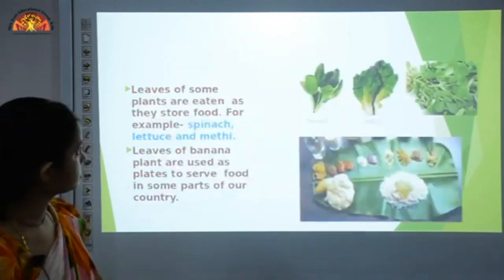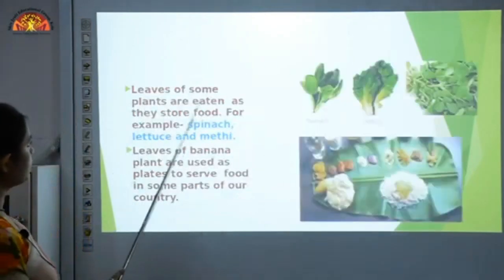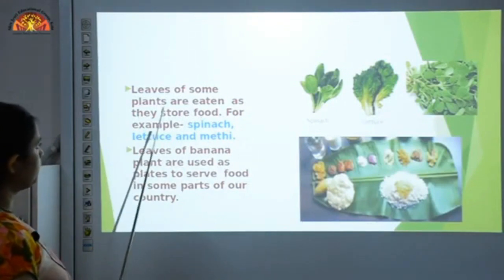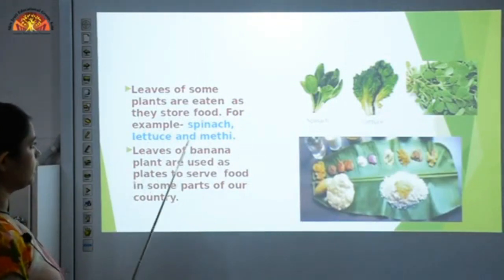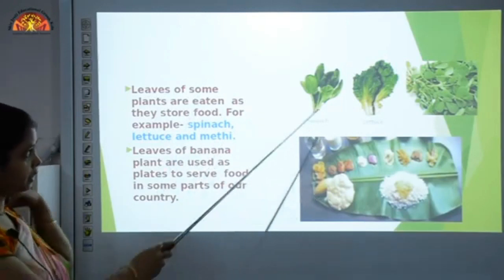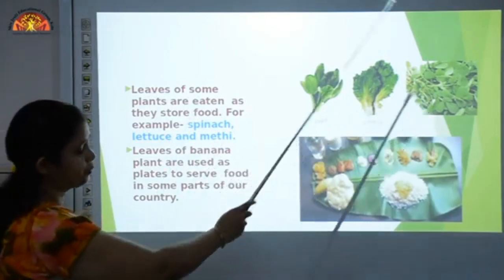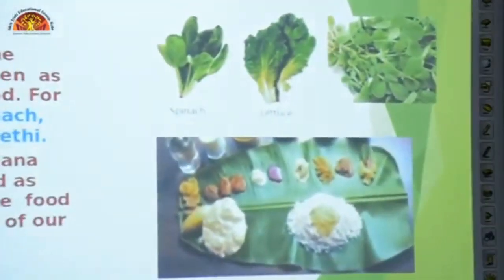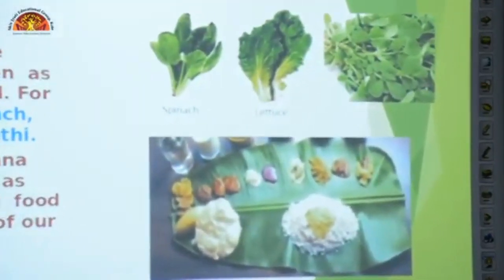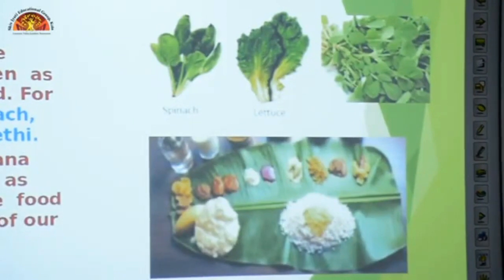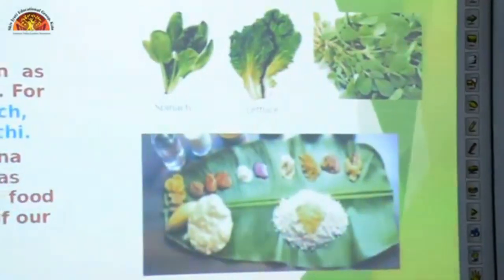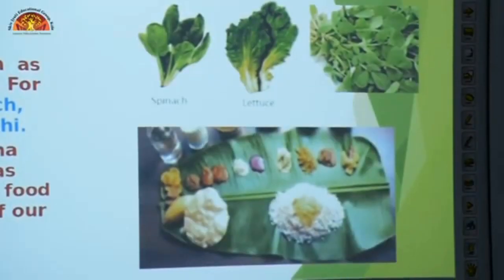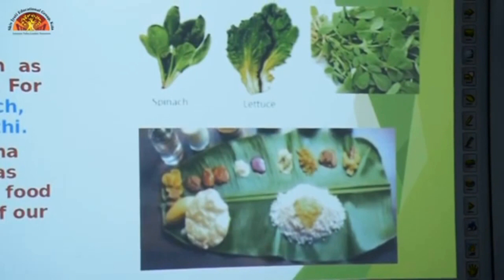Now we come to next. Leaves of some plants are eaten as they store food, for example spinach, lettuce and methi. You can see here pictures are also shown. In some plants, as we have already discussed in case of roots and shoots also, the extra food which is present in the plants, as plants are preparing food and there is some extra food also, this extra food gets stored in some parts of plants.